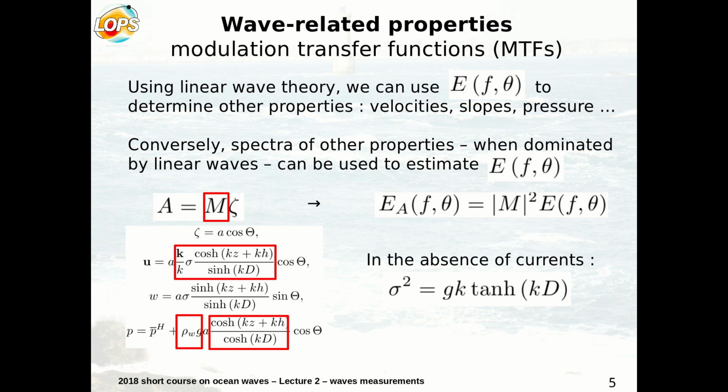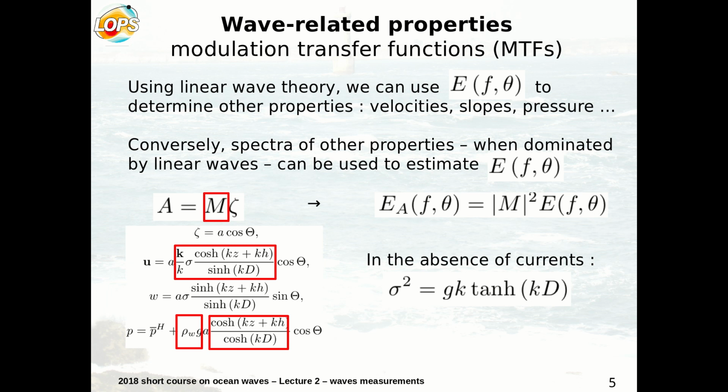And so, for example, if you're looking at surface elevation for linear waves, it's just A times the cosine of the phase. Then the velocity below these waves is this function times the cosine of the same phase. And so this red box here is the same as my m coefficient here. And so you can have the spectrum of the surface elevation, maybe what you want, as a function of the spectrum of the velocity, which is maybe what you're measuring. Or vice versa. If you're actually measuring elevation and you want to know the velocities, then you can apply this transfer function.